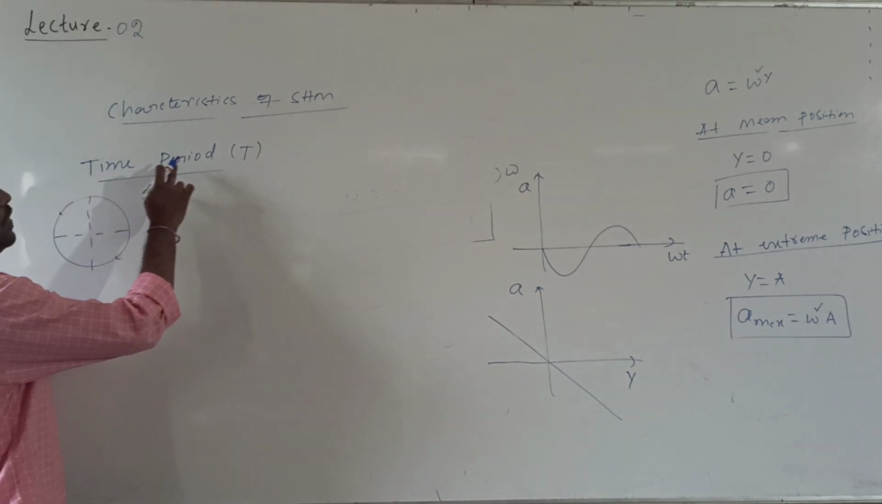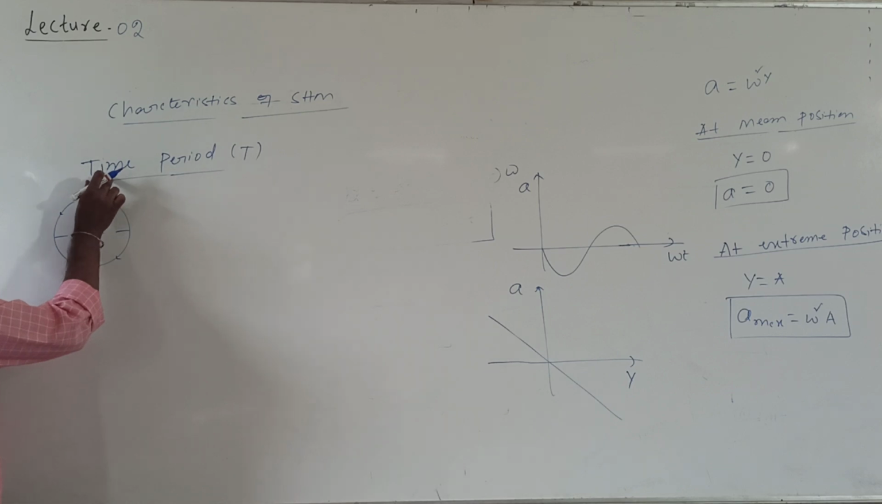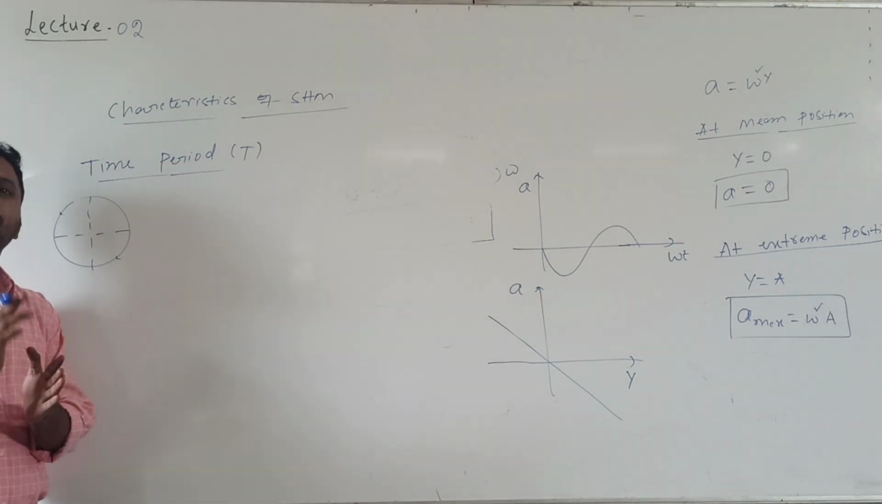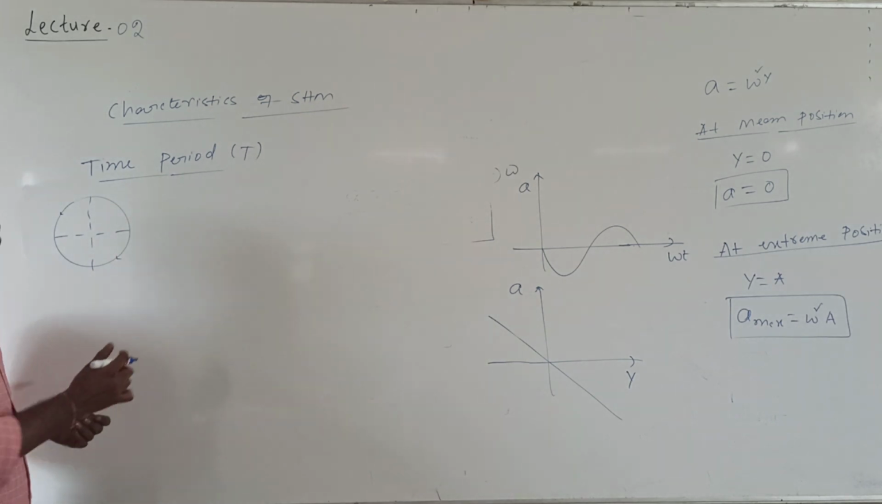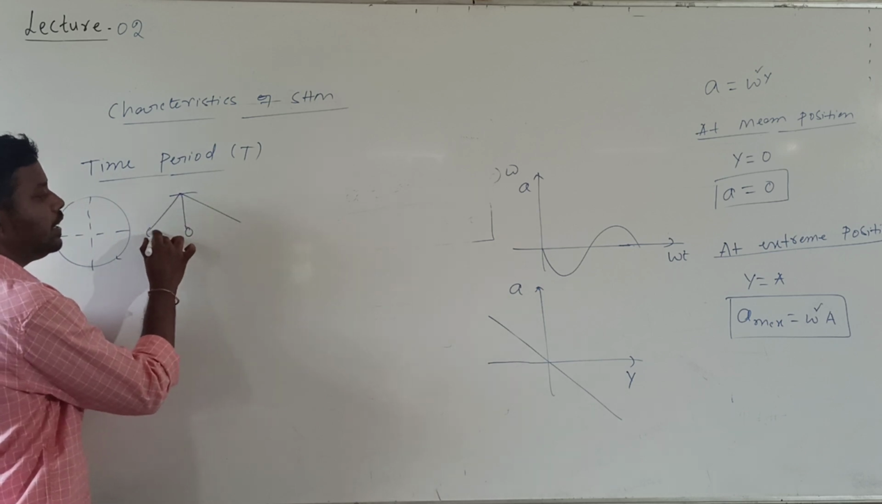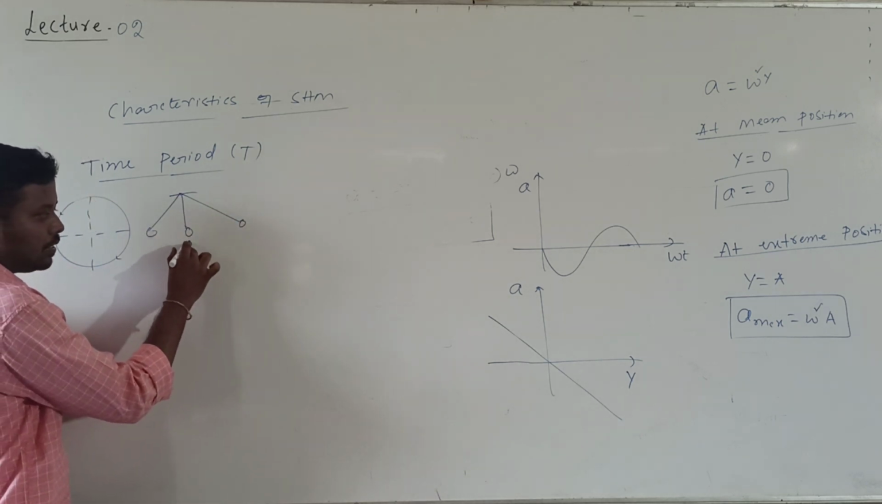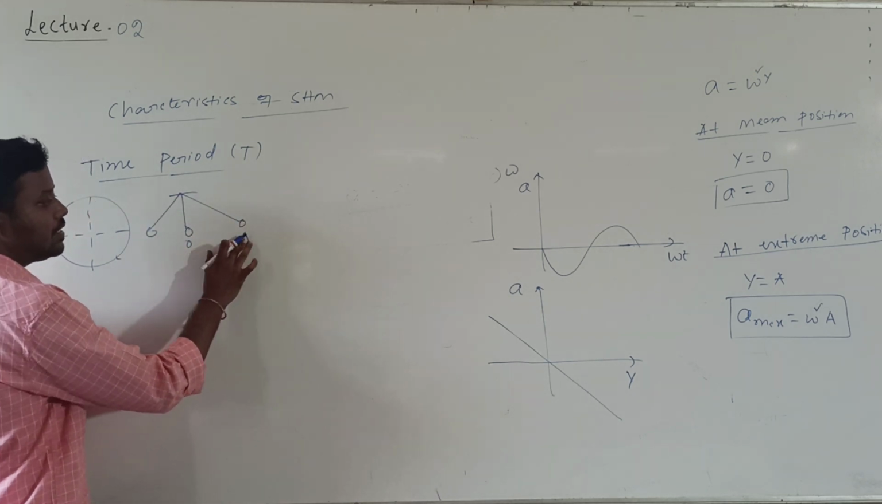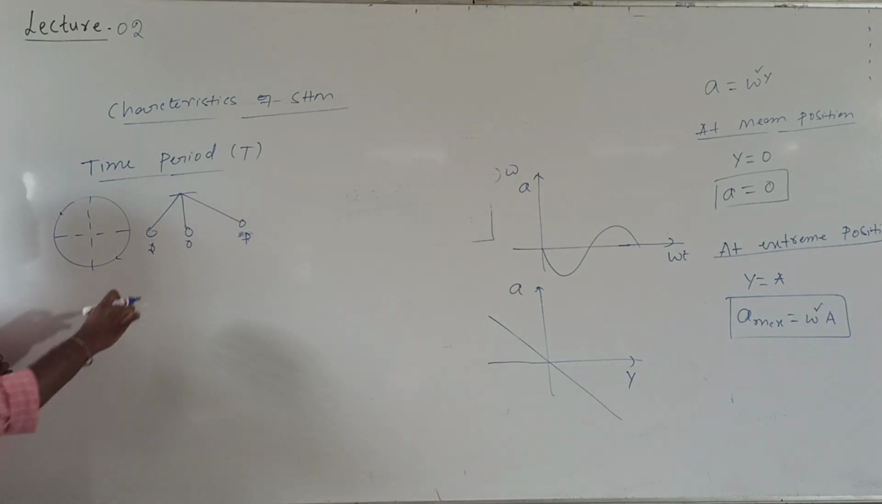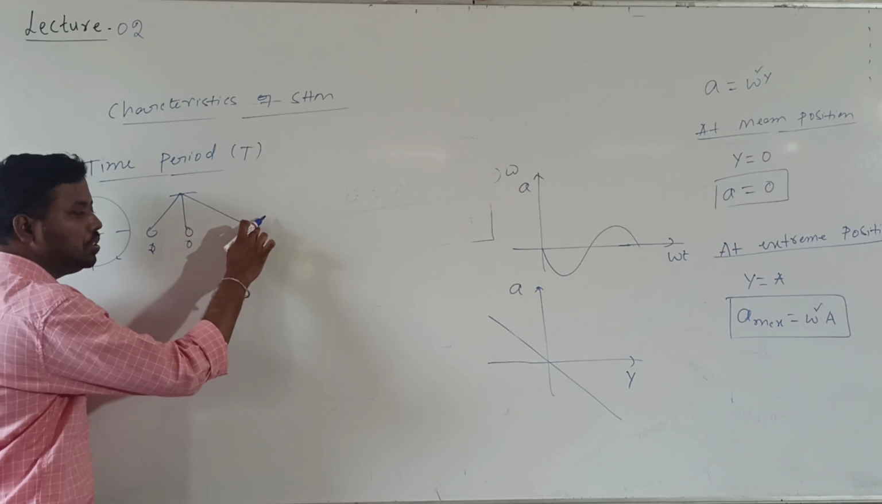In case of SHM, the time period of a particle executing SHM is defined as the time taken to complete one oscillation. If I take the example of a simple pendulum, the bob is pulled to one side. Let me call this the mean position, and this an extreme position, and this another extreme position. Now initially I pulled the bob from the mean position to P.